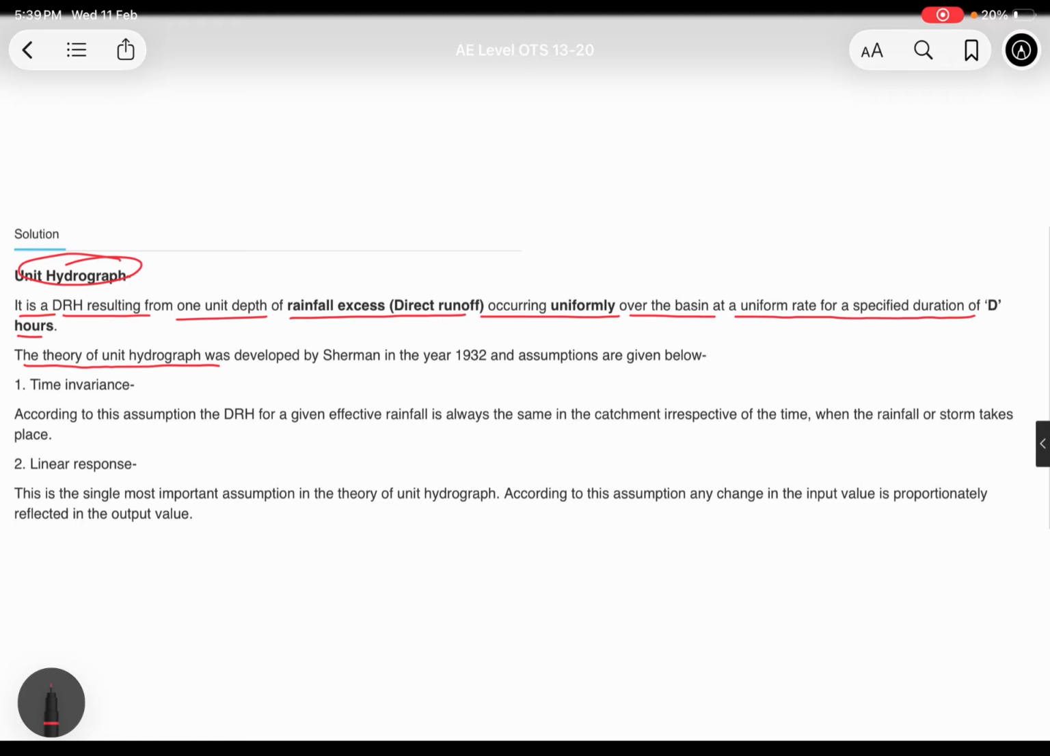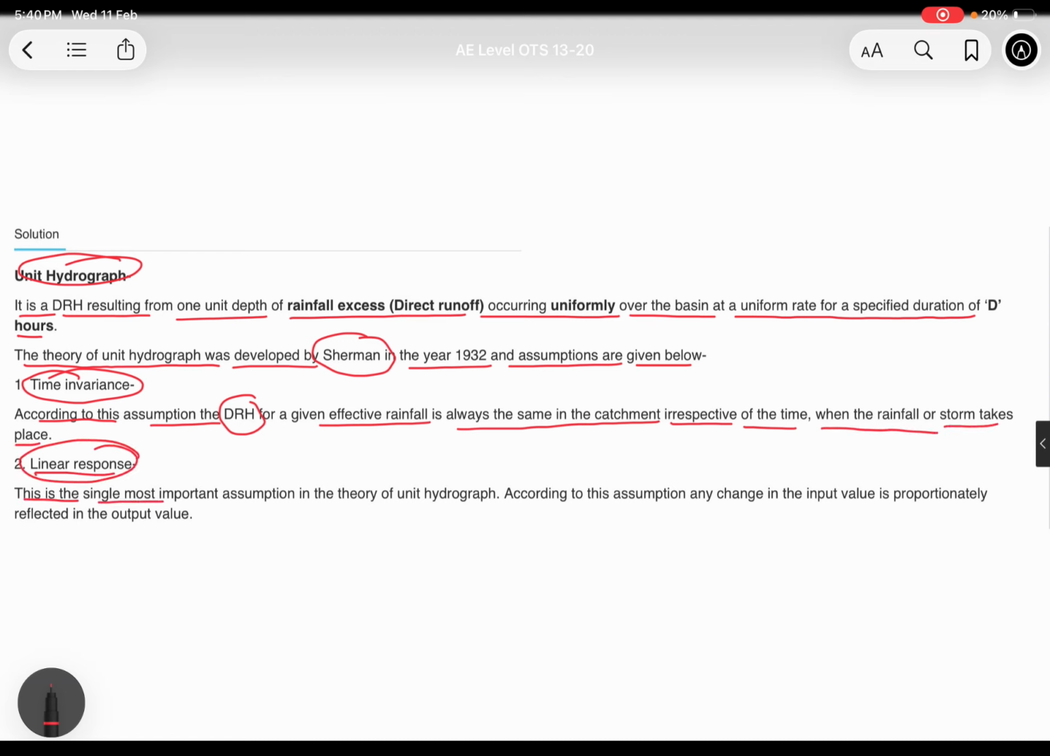The theory of the unit hydrograph was developed by Sherman in the year 1932, and the assumptions are given below. Time invariance: according to this assumption, the DRH for the given effective rainfall is always the same in the catchment, irrespective of the time when the rainfall or storm takes place. Linear response: this is the single most important assumption in the theory of the unit hydrograph. According to this assumption, any change in the input value is proportionately reflected in the output value.